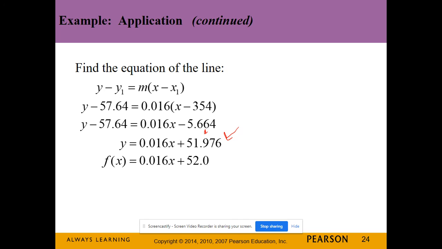Again, it's a fine point, but it's a point that if it's asking you to enter the number, if you type in 51.976, it will mark it wrong. Okay, so just keep that in mind. Pay attention to detail in terms of where to round, that kind of thing.